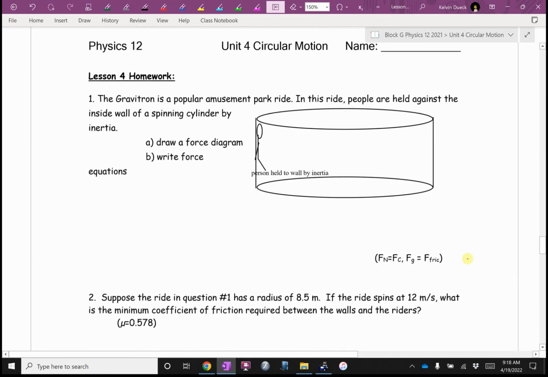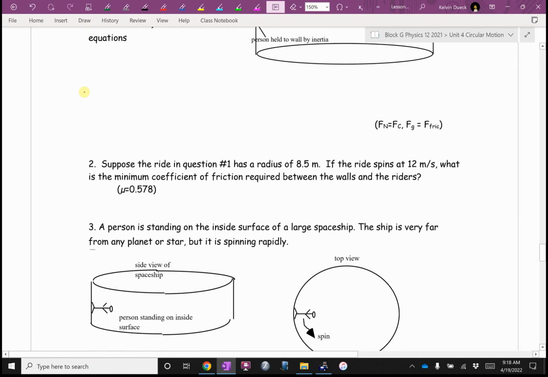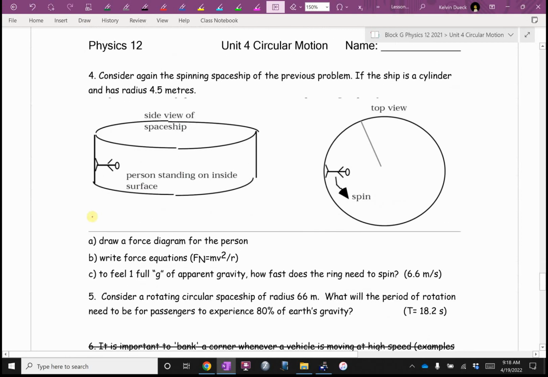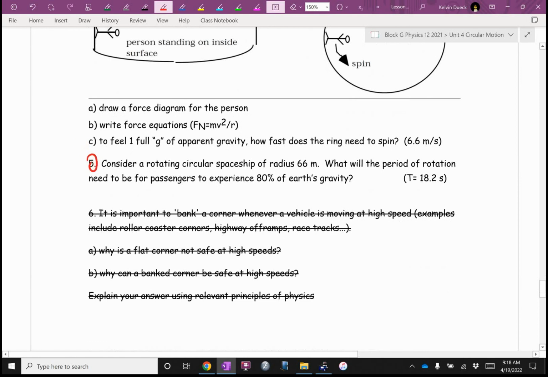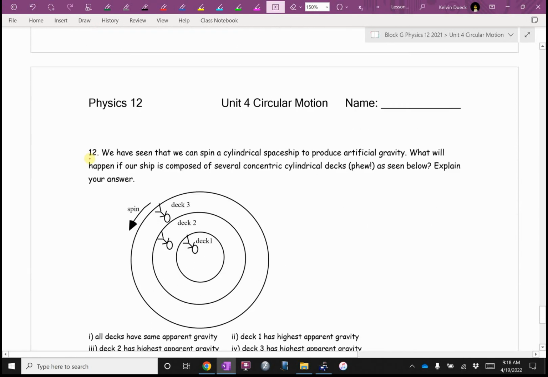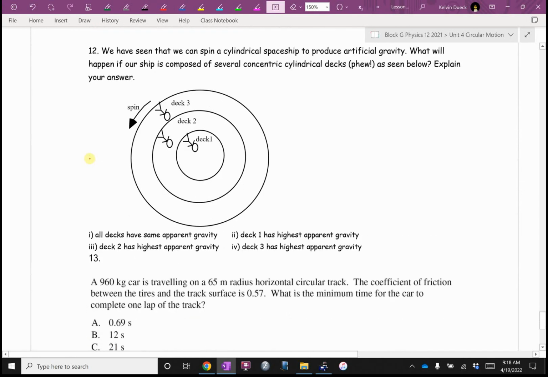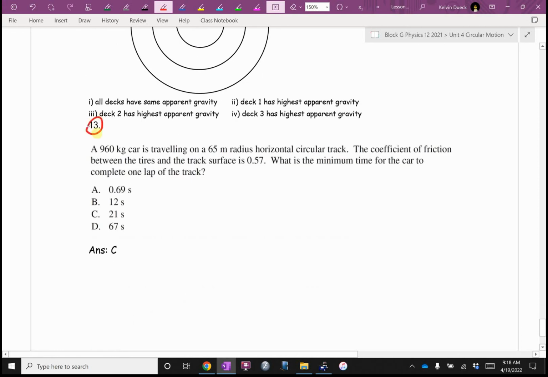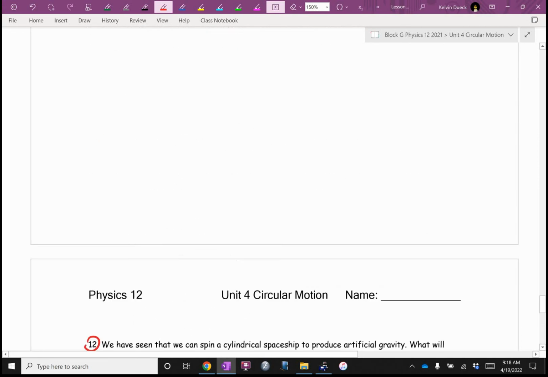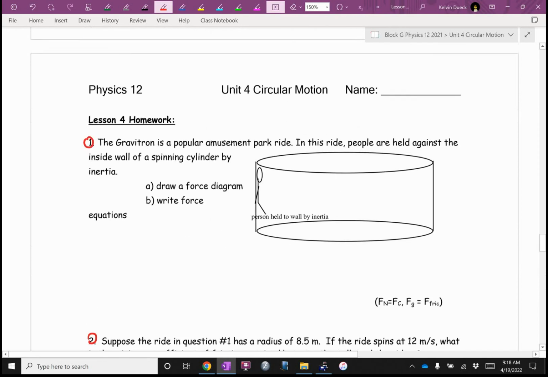What's your homework? I know I got some videos to show too, but you can try number 1. 2 is good. 3 is good. 4 is good. 5 is good. You can skip 6, 7, 8, 9, 10, and 11. 12 is good. 13 is good. So I assigned all of them.